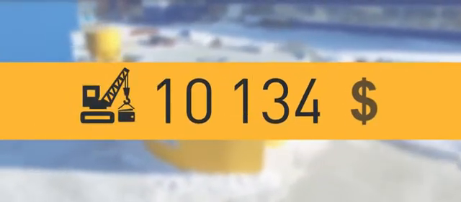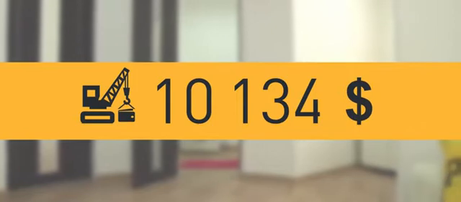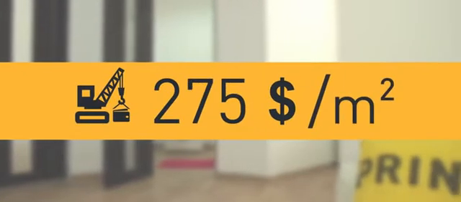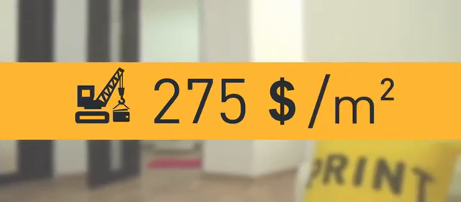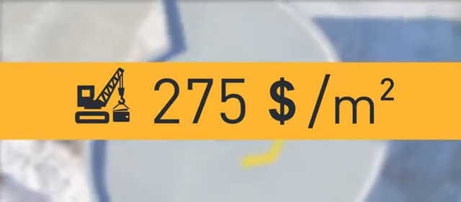The house interior includes a hall, a bathroom, a living room, and a compact functional kitchen with the most modern appliances. The house size is 38 square meters. Construction costs amounted to $10,134, which corresponds to approximately $275 per square meter. And this is in view of the shape complexity of the building.